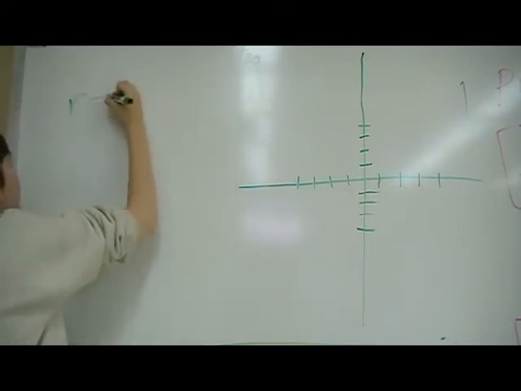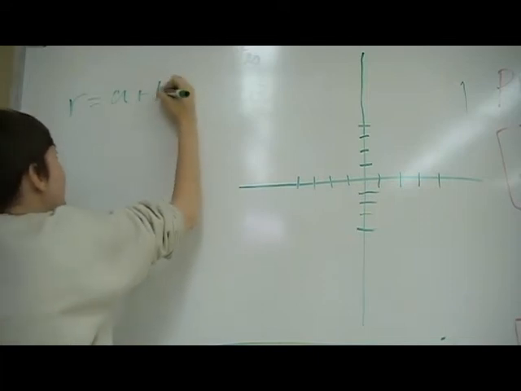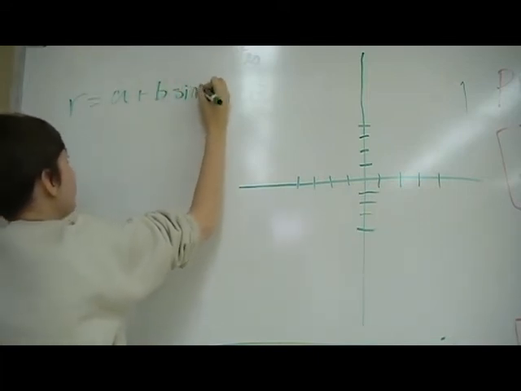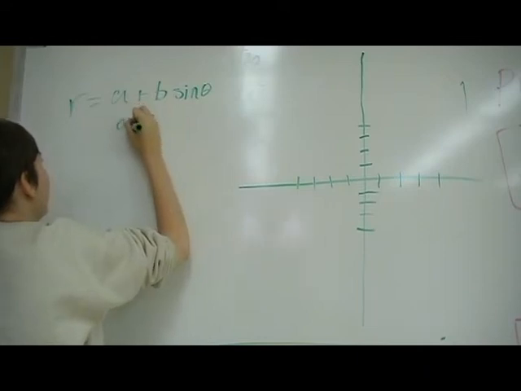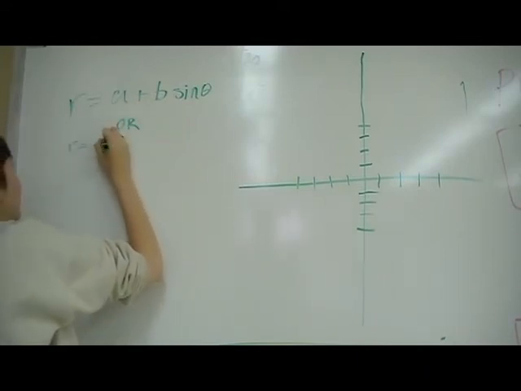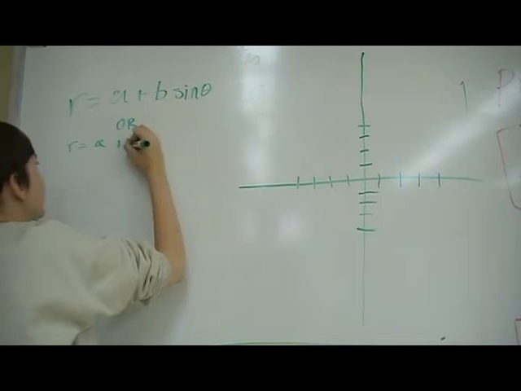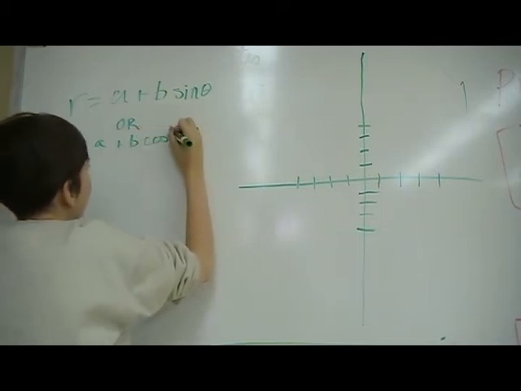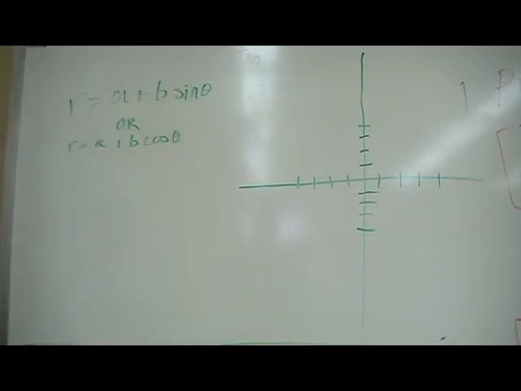You start with either r equals a plus b sine of theta, or r equals a plus b cosine of theta. And the main difference between those is the orientation, so it depends which way the top and bottom are. If it's horizontal, it'll be cosine. If it's vertical, it'll be sine. And so you basically just plot the points and you draw it out.